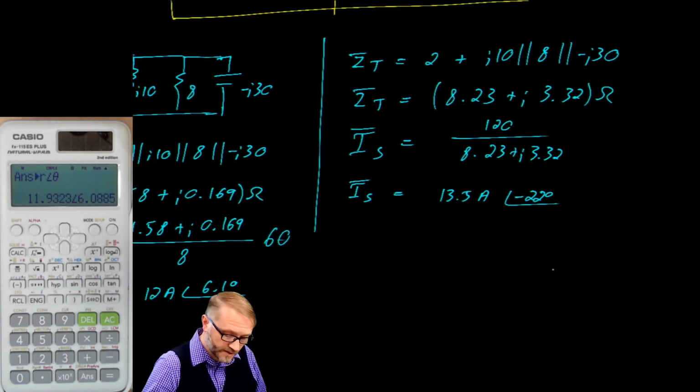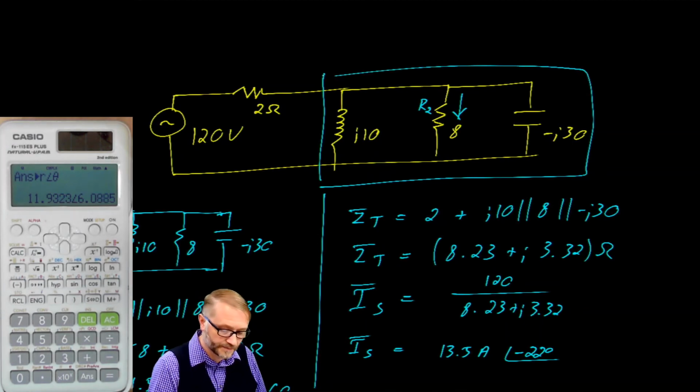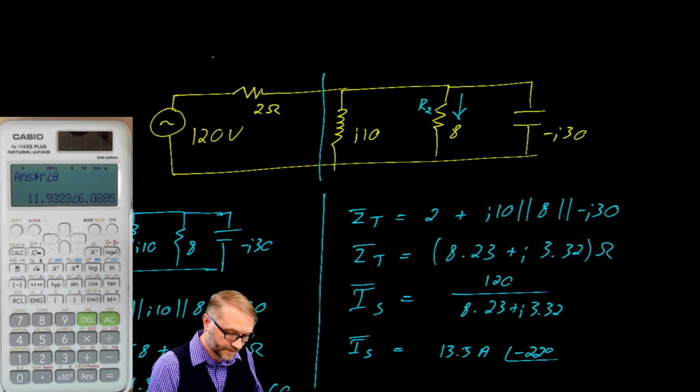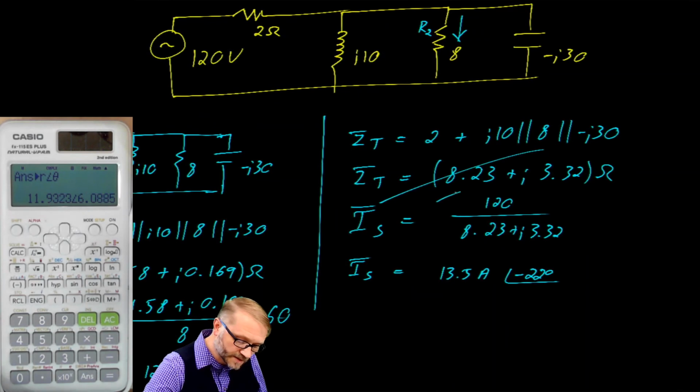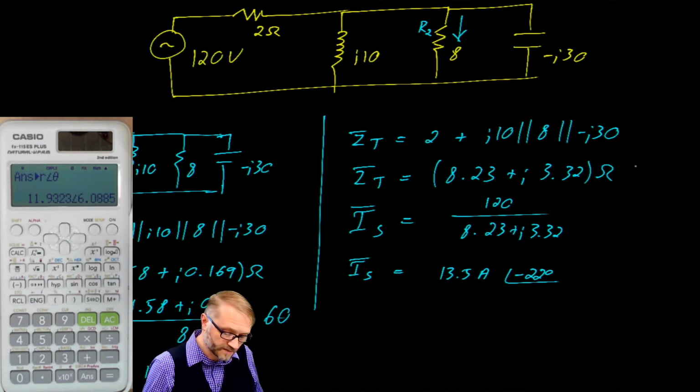From there, you can use the current divider. Be careful. When you use the current divider, you have to use this piece here. Do not use this piece. If you do, the answer will be wrong. So that's this piece here. Do not use it in the current divider. I think I've mentioned that before. I called it a trap.